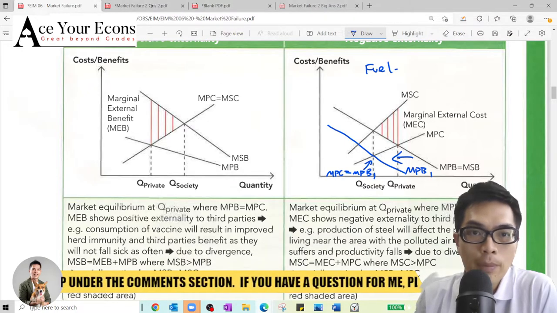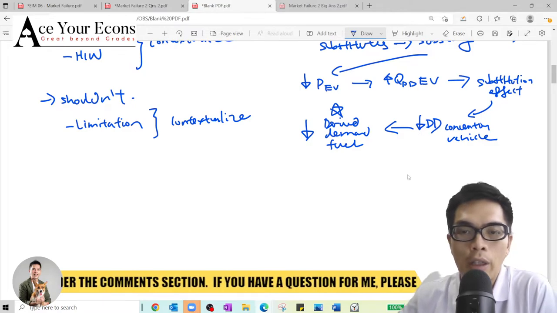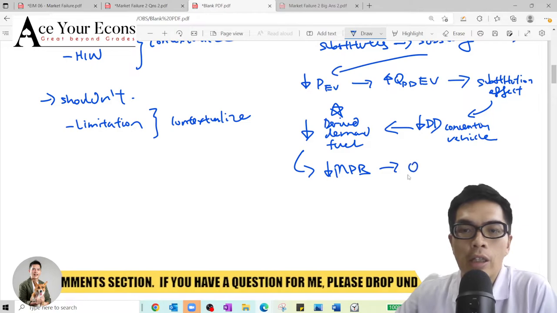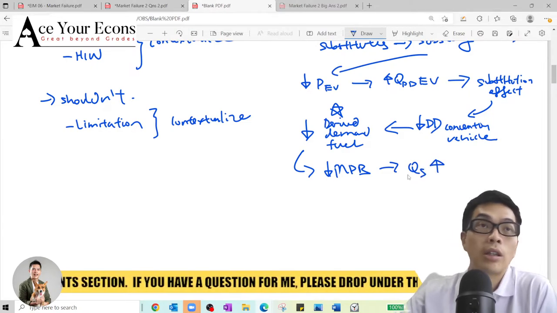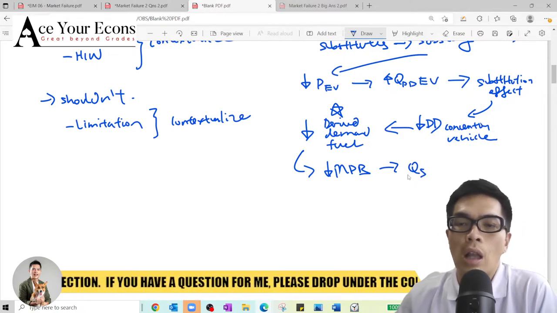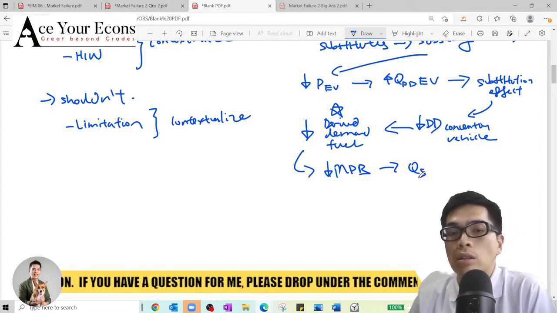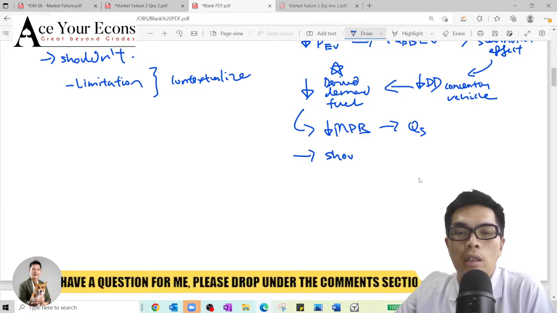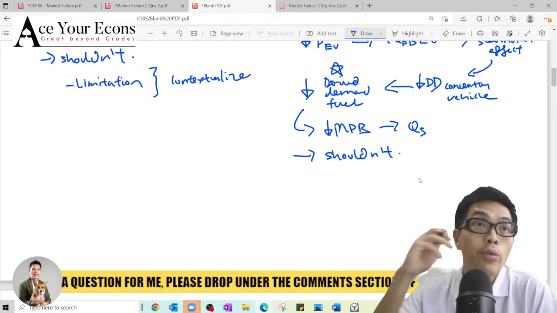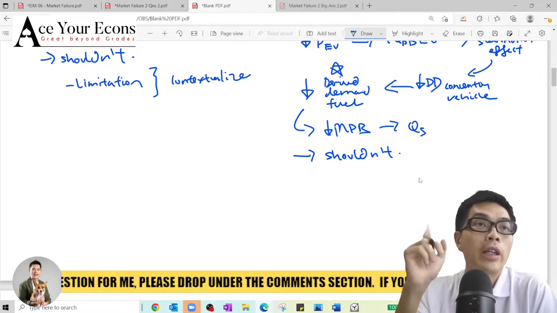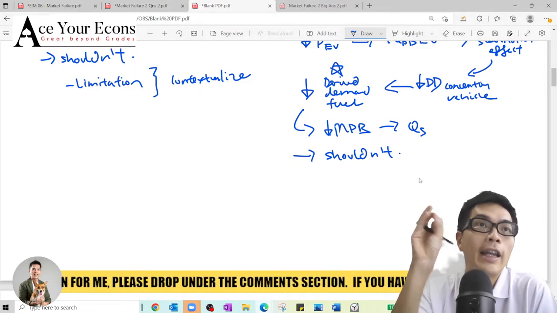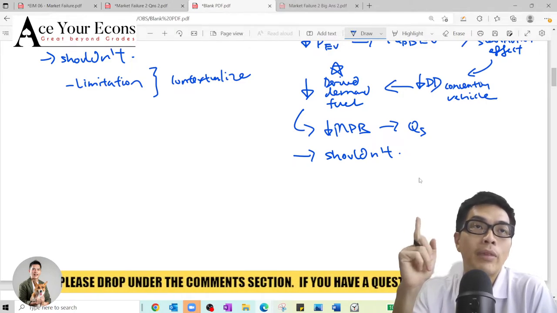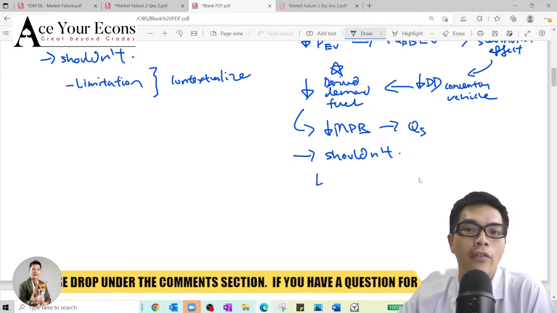Next, you possibly want to illustrate how when your MPB goes down, this will result in a socially optimal level of consumption of fuel, and you eliminate the welfare loss. And you want to build the 'should' part. For the 'should' part, you need to look out for the extract. There's a particular glaring limitation of this subsidy. You can find out from there. I'm not going to spoil it. Look out for the extract.